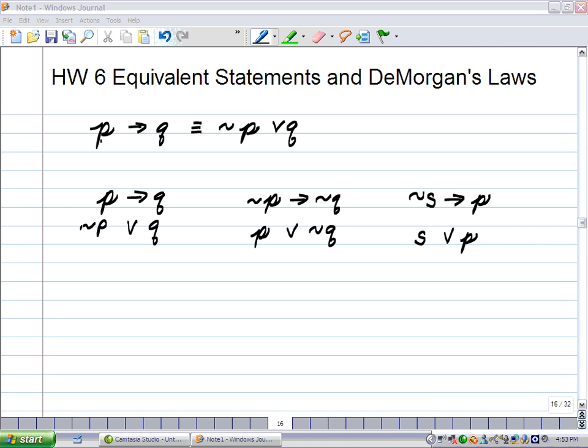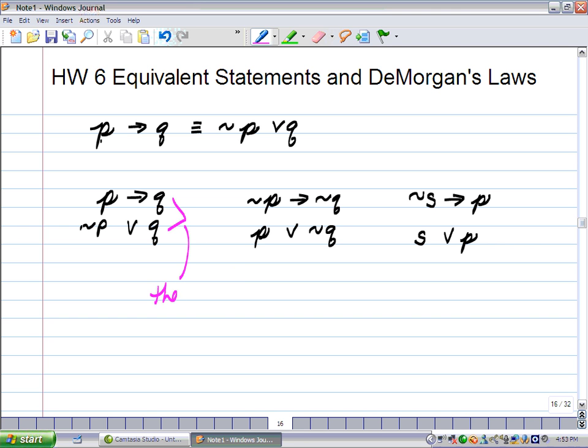Two statements are equivalent if they have the exact same truth table. So you can make a truth table for both of these statements and they will be the same. If I were to do these next two, their truth tables are the same as each other, and these two, their truth tables are the same. So we're going to be able to rewrite statements in this way.